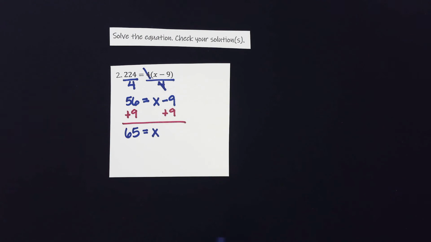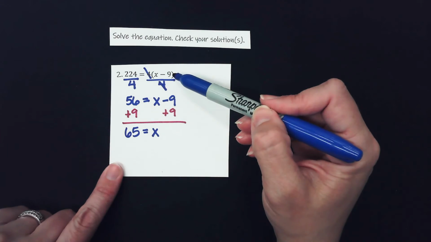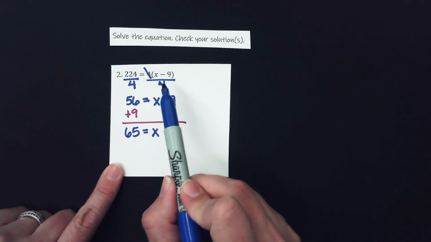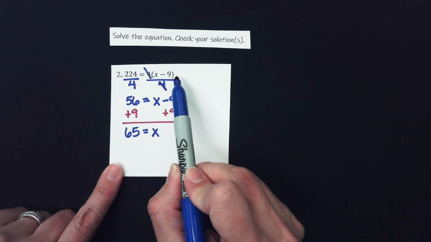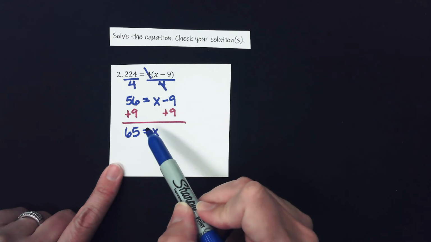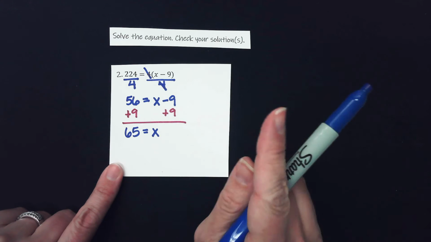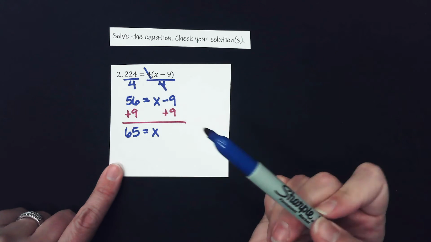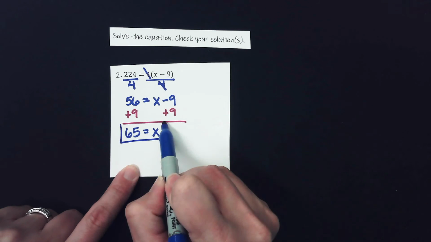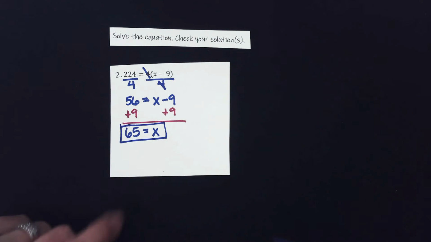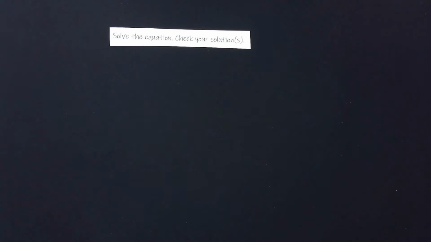That doesn't matter. And because this is linear, we know it's going to work, but you could always plug it in to see. So 65 minus 9 is 56. 56 times 4 is 224. So that, of course, does work. Okay, so that's for a linear equation.